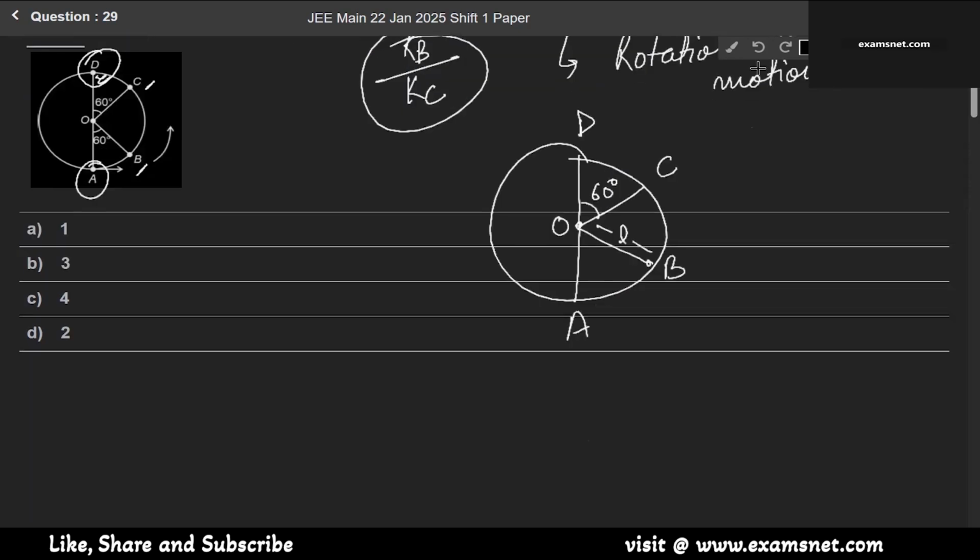So resolving it in terms of components. So this is 60, na? So this will be L cos 60. So it will be L by 2, and this will also be L by 2, and this will also be L by 2.